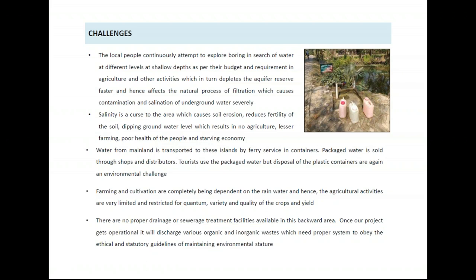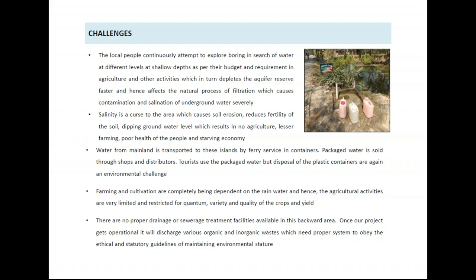The local people continuously attempt to explore boring in search of water at different levels at shallow depths as per their budget and requirement in agriculture and other activities, which in turn depletes the aquifer reserve faster and faster and hence affects the natural process of filtration, which causes contamination and salination of underground water severely. Salinity is a curse to the area, which causes soil erosion, reduces fertility of the soil, dipping groundwater level, which results in no agriculture, lesser farming, poor health of the people, and starving economy.